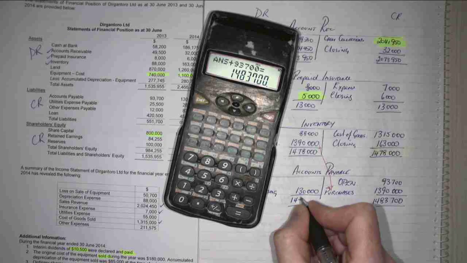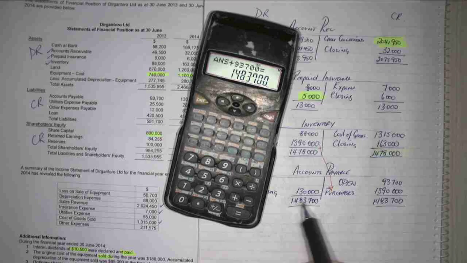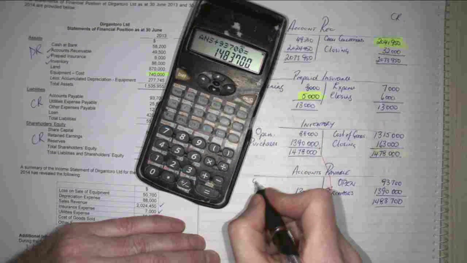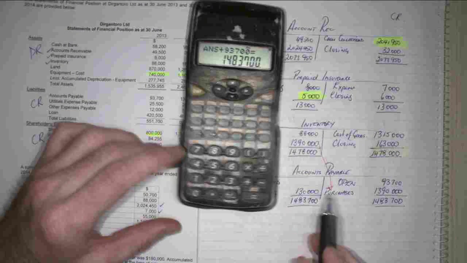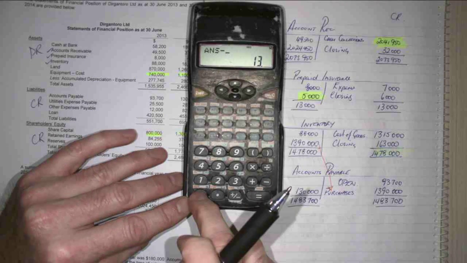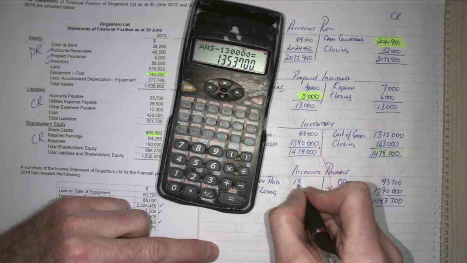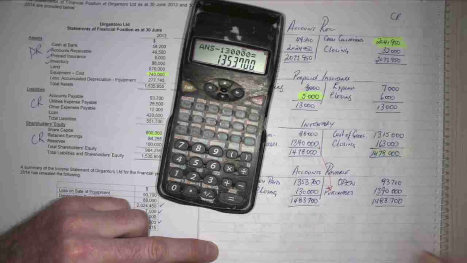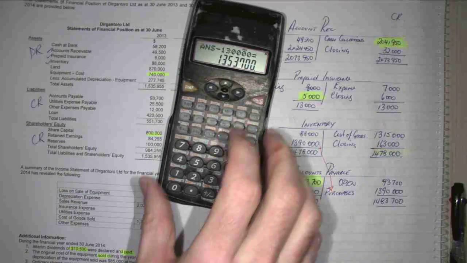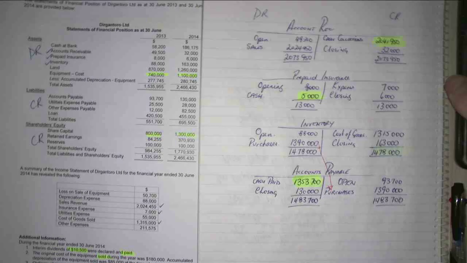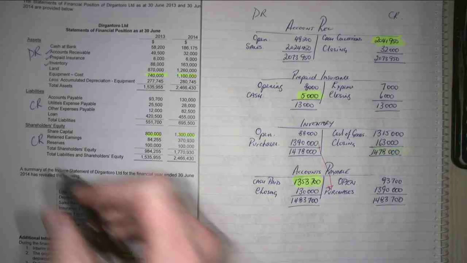Yep. So what's the difference between these? Because this will be my cash paid. Between here and here, I'll just deduct 130,000, which equals 135,700. I'm going to highlight that number because that now goes into my cash flow statement. So I can tick off accounts payable.